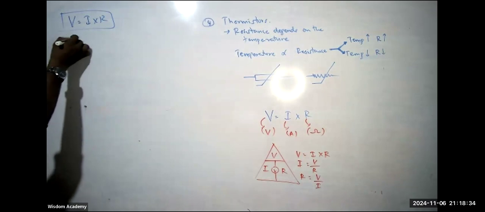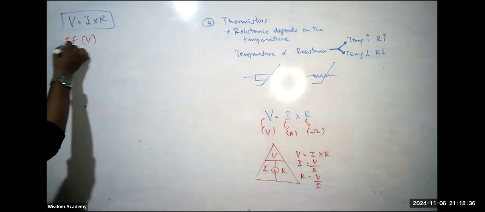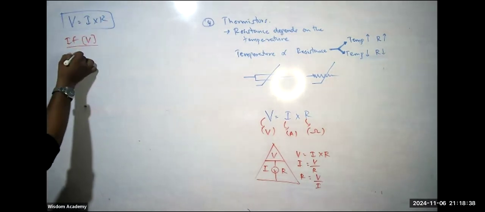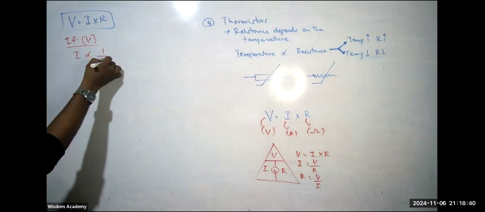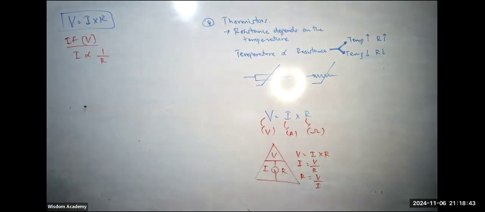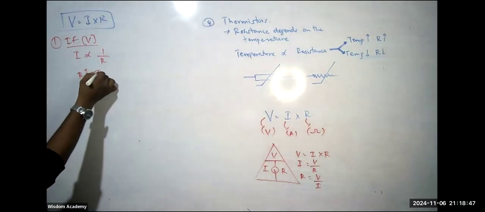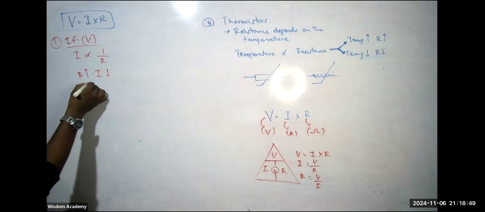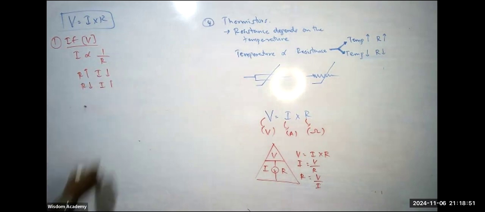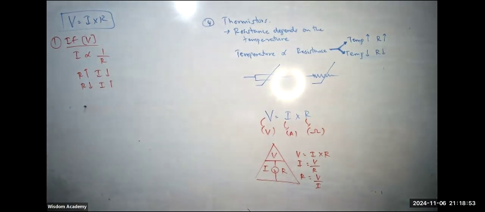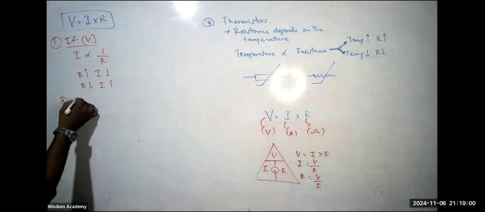Then look at this. If V is a constant, then I and R are inversely proportional. Inversely proportional. What do you mean by that? When you increase resistance, current decreases. When you decrease resistance, current increases. Okay? Inverse proportion.